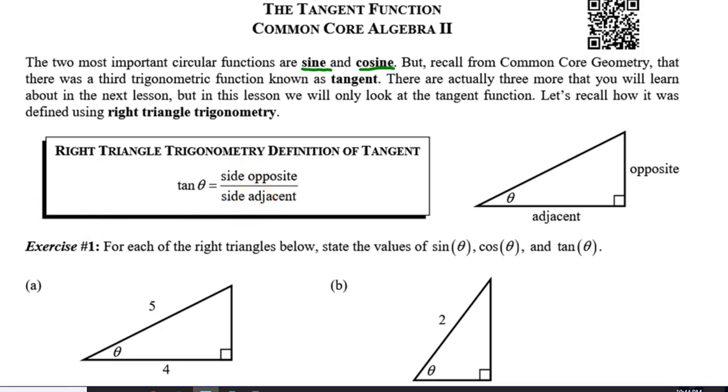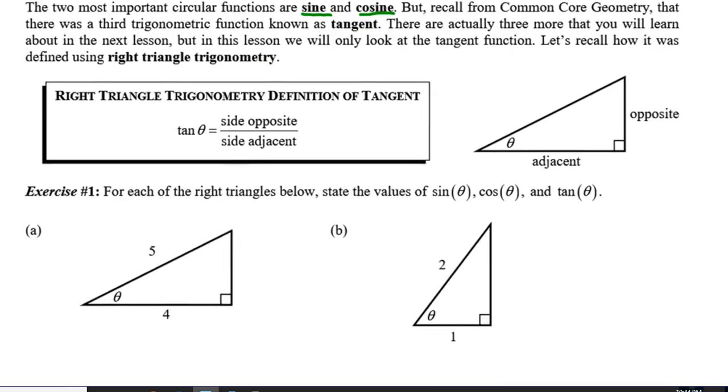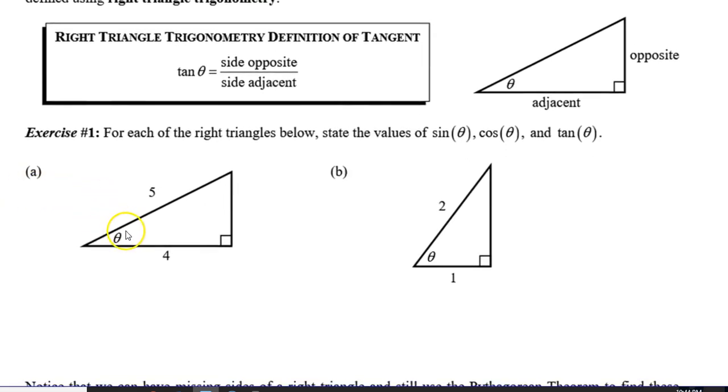So that's still true. And take a moment right now, if you would, to solve for the sine, cosine, and tangent of theta for each of these angles below. Play the recording when you're ready.